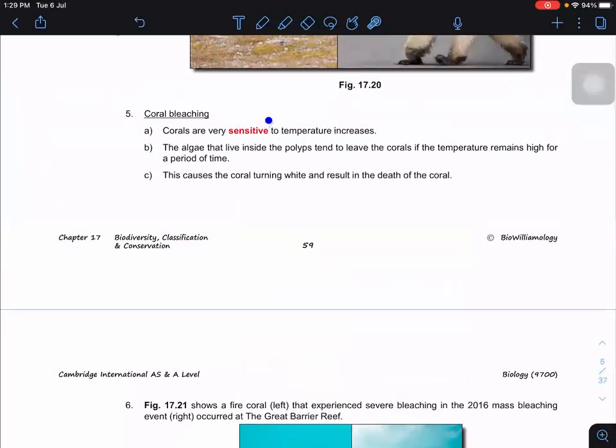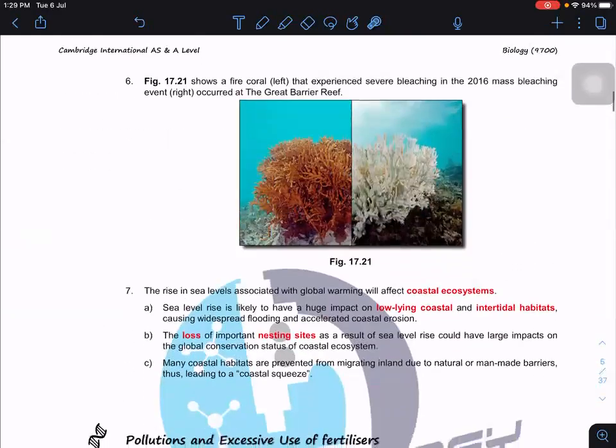Why does it happen? Because coral is very sensitive to temperature increase. When the temperature increases, the algae that live inside the polyp tend to leave the coral if the temperature remains high. This causes the coral to turn white and results in the death of the coral. So this event we call coral bleaching.